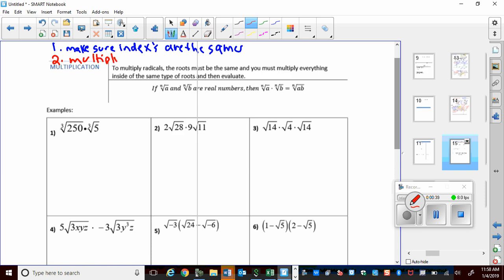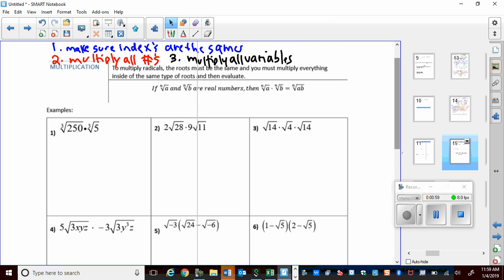multiply all numbers. Okay? The third thing we want to do is multiply all variables. And then, and only then, can you do what you need to do, which is to simplify radicals. All right? So first thing we want to do, make sure the indexes are the same.